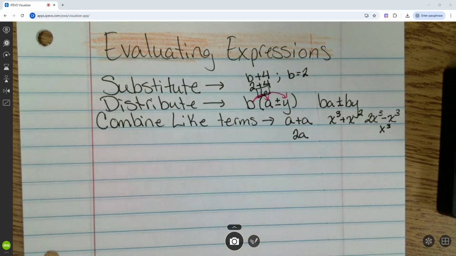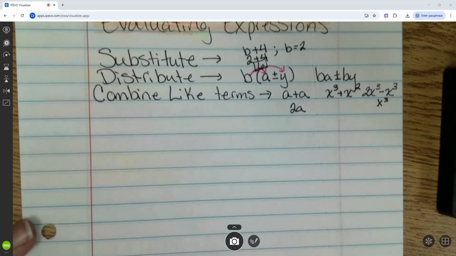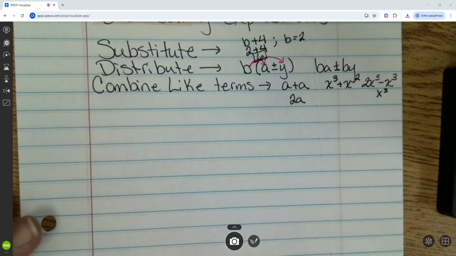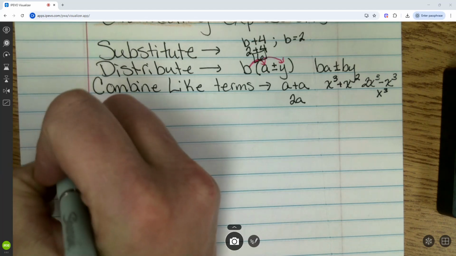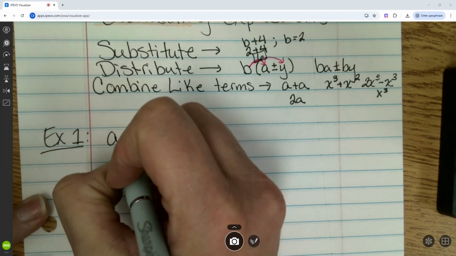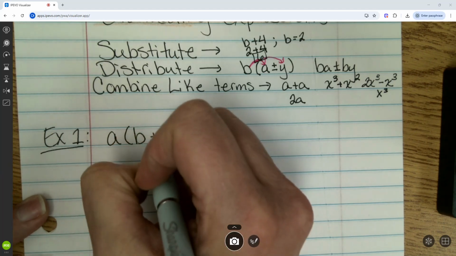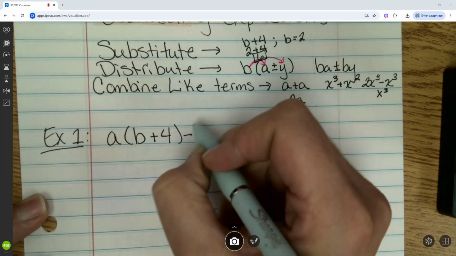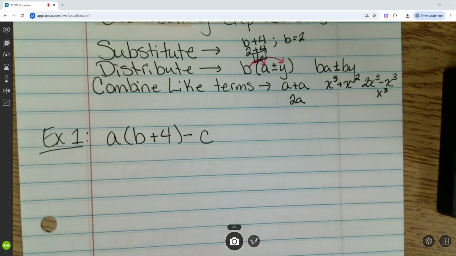Okay, so just a very quick review on evaluating expressions, because you can definitely see this on your SAT. Okay, so here we go. An example would be, let's evaluate a times b plus 4 minus c. So definitely an algebraic expression, meaning you're going to see letters and numbers here.